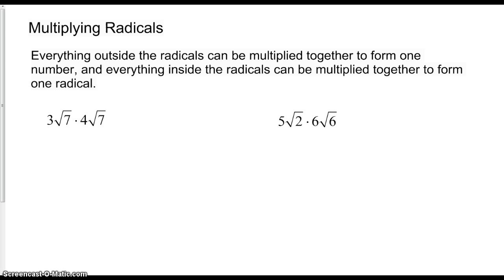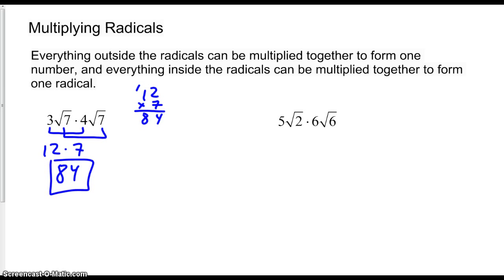So let's say I had this. I had 3 square root of 7 times 4 square root of 7. Well, the 3 times the 4 is a 12, and the square root of 7 times the square root of 7 is a 7, right? Because square root of 7 squared, the square root and the square cancel. So you'd have 12 times 7. What is 12 times 7? 12 times 7, 2 times 7 is 14, 7, 8. So it looks like we have 84. This simplifies to the number 84.